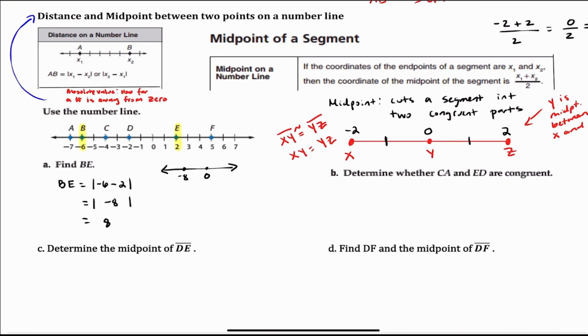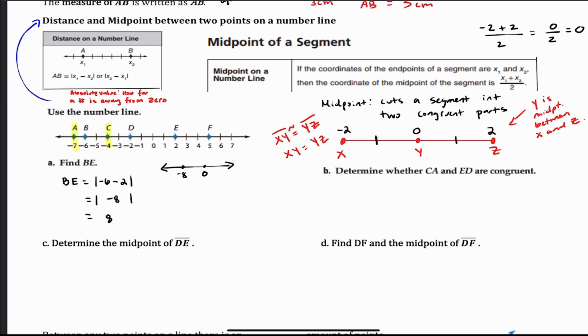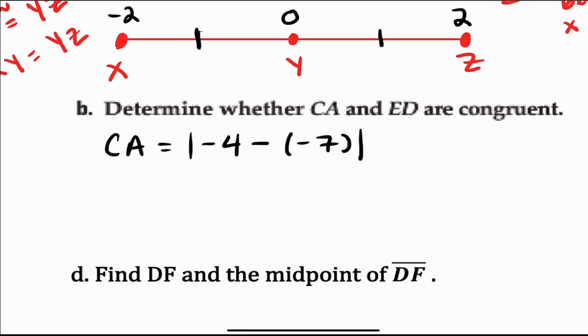Moving on, let's look at B. It says determine whether CA and ED are congruent. I'm going to erase the highlighting for BE so I can highlight CA. So to find the distance between C and A, I'm going to take the absolute value of -4 minus -7. And I always like to put parentheses around a negative number when it's after the minus sign so I don't confuse myself. So perform the necessary operations inside of the absolute value.